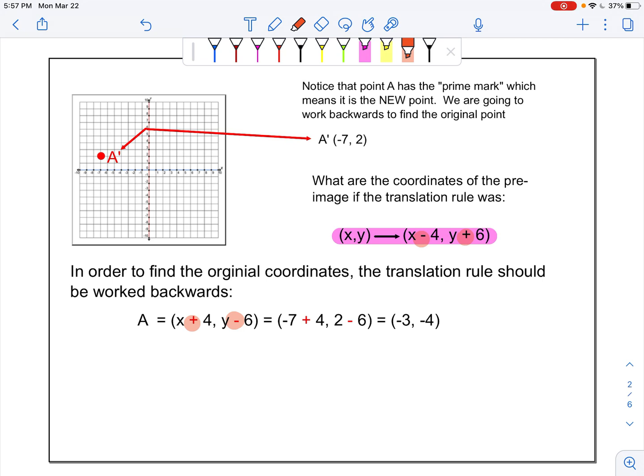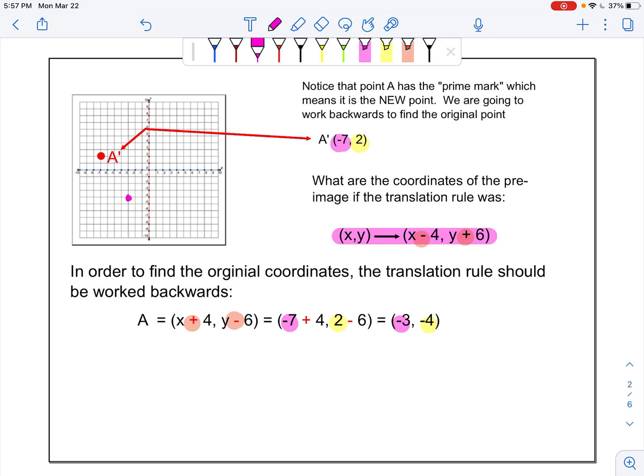So here's our -7. And here is our 2. So I'm going to say -7 plus 4, and that's -3. And then I'm going to do 2 minus 6, and that is -4. So this point, A, actually started at -3, -4.